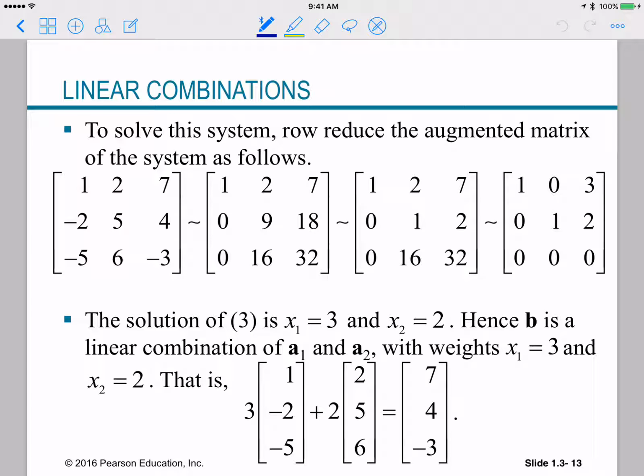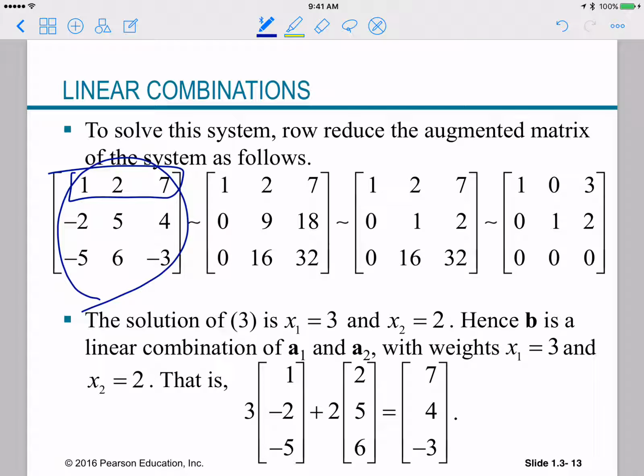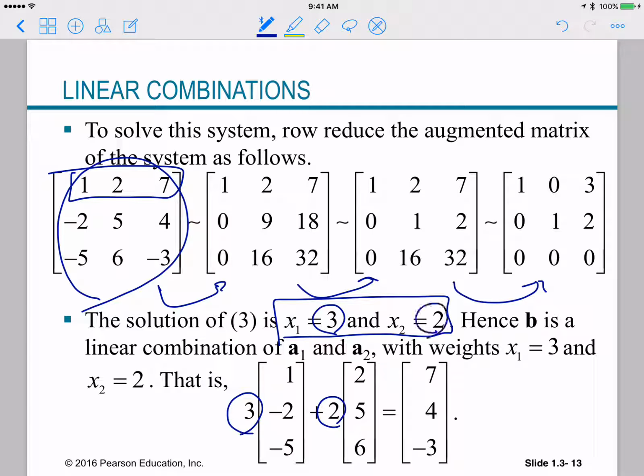The rest of the story is still the same as you did in the homework. We form this augmented matrix by bringing the 1, 2, and 7 in here, and then we convert it into reduced echelon form. Then we obtain the solution in this form. We can verify that by plugging in 3 and 2, which we obtained from the reduced echelon form of the augmented matrix, and the original vector equation is still true. It's quite obvious.